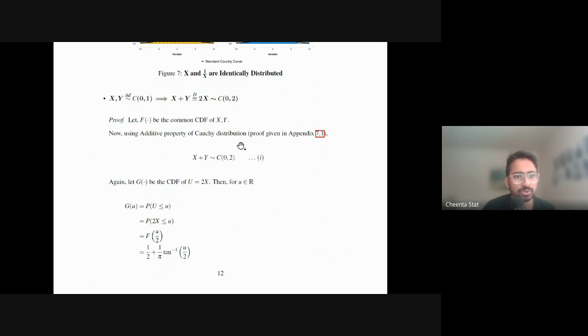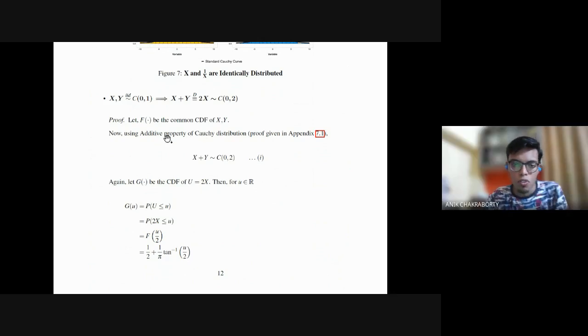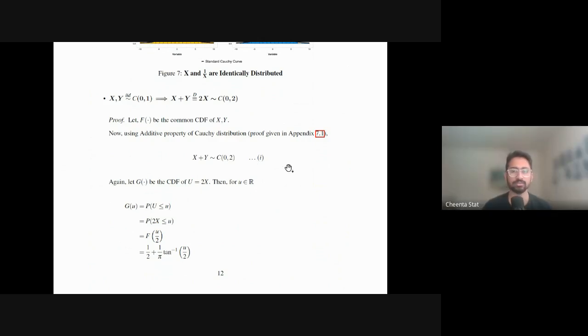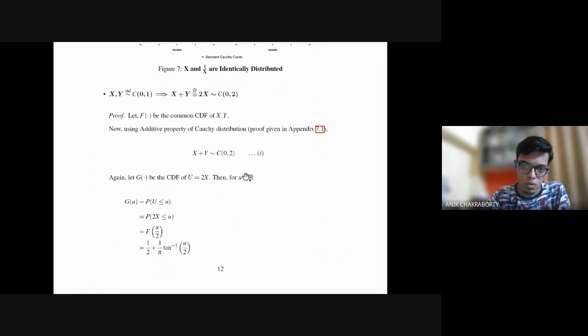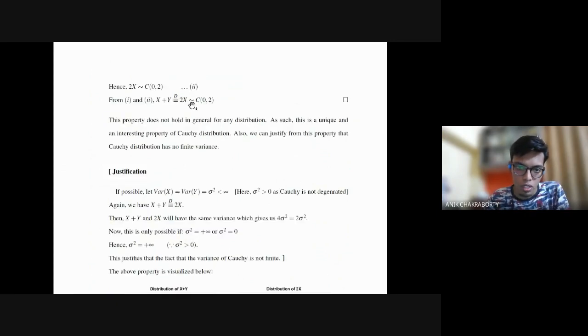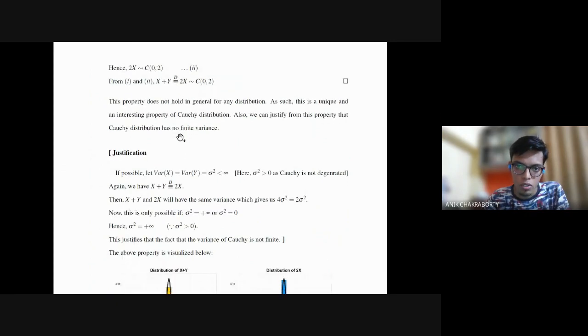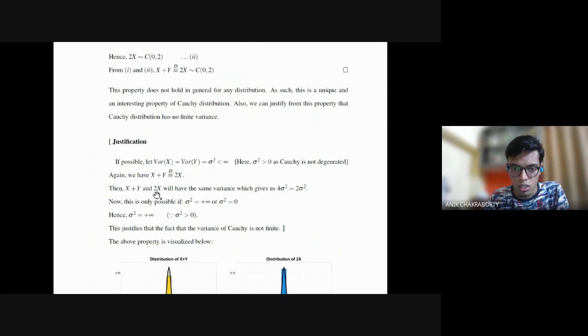Okay, now you use 2x. Okay, fine, great, got it. The proof of the additive property is done later in the appendix section. Got it. Okay, great. Can you move on to the next property? Yeah, next property. But from this property, we can lead to a conclusion also. That is, the variance does not exist.